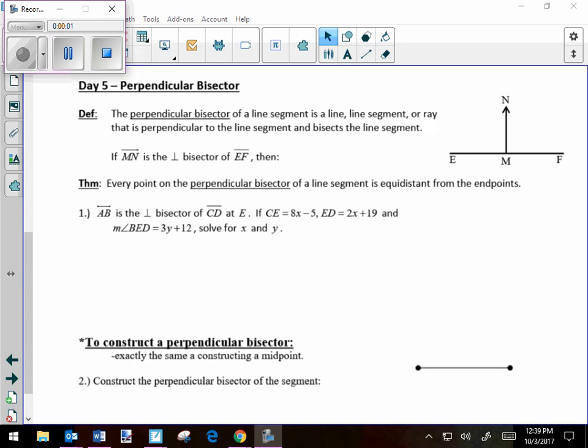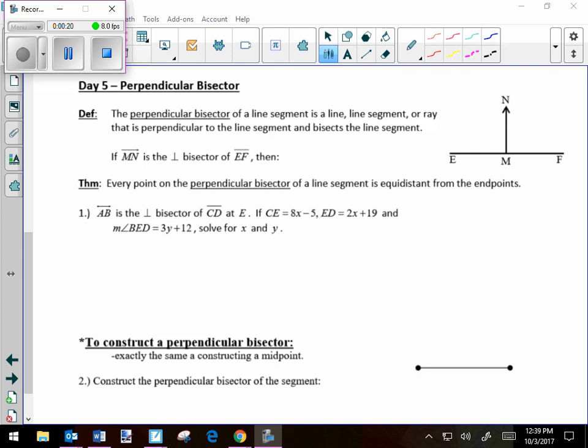For day 5, we're talking about a perpendicular bisector, which is an extension of the perpendicular idea. We talked yesterday about lines being perpendicular, and we talked about how that means that the two lines will intersect to form a right angle. Today, we're referring to a perpendicular bisector of a line segment.